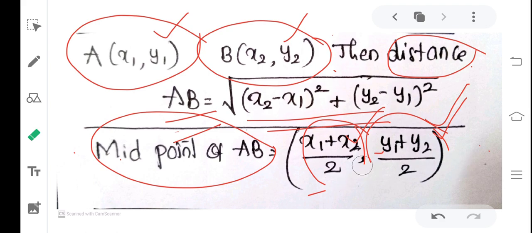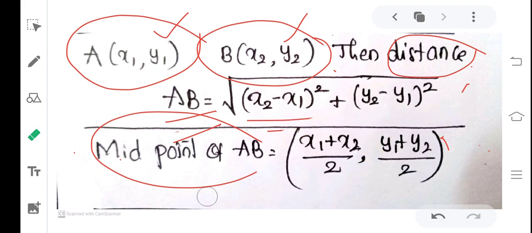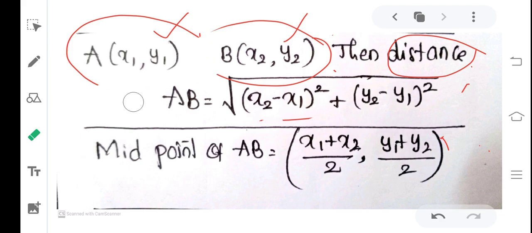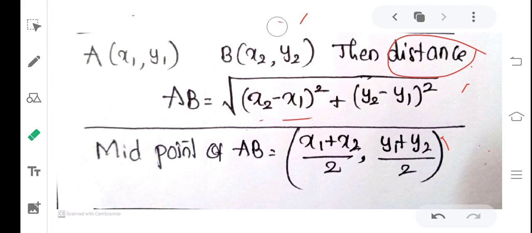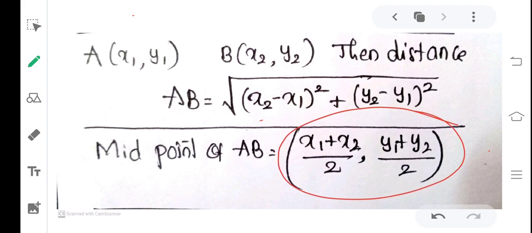Generally, students make mistakes in these categories. When you find the distance between the 2 points, it must be a numerical value. When you find the distance between any 2 points, it must be a numerical value: 2, 3, 4, root 5, root 6. Roots you also get. But when you are finding the midpoint of AB, the resultant should be a point. Remember that. The resultant should be a point.